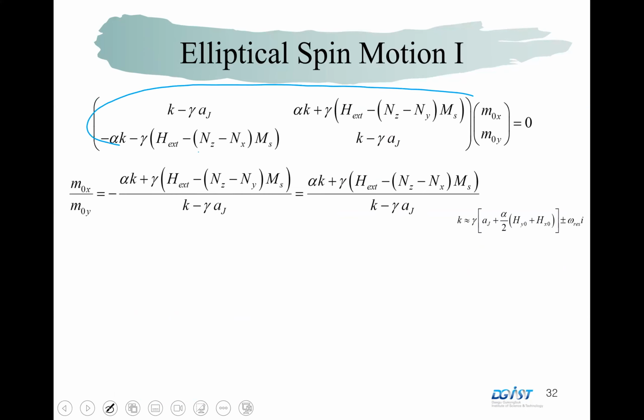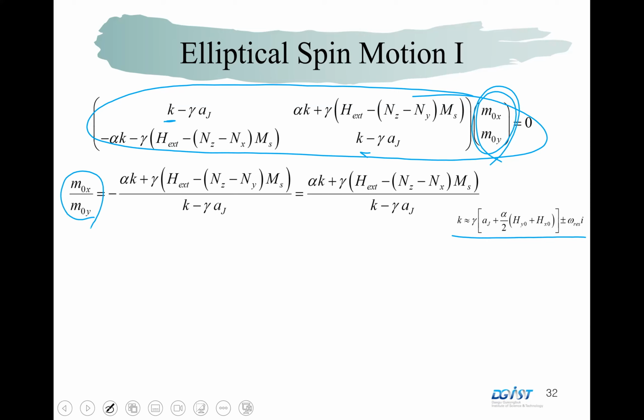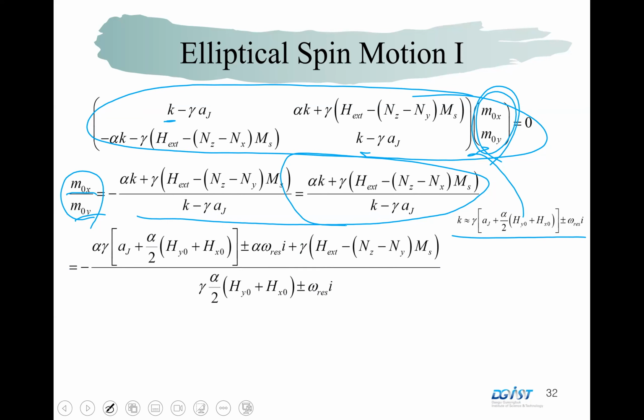And as I said, this is an eigenvalue problem, and the k value is the eigenvalue of the system. What's the meaning of this magnitude, m0x and m0y? From this equation with the proper eigenvalue, we can obtain the ratio between m0x and m0y. This magnitude corresponds to the magnitude of the magnetic precession motion in the x direction and the y direction. So if you insert this one, we can obtain this result. So this is actually the eigenvector.